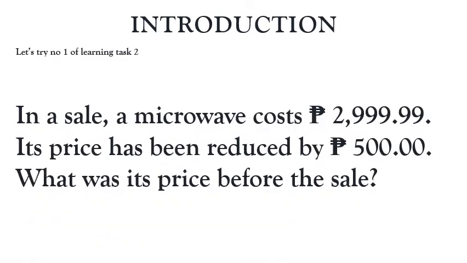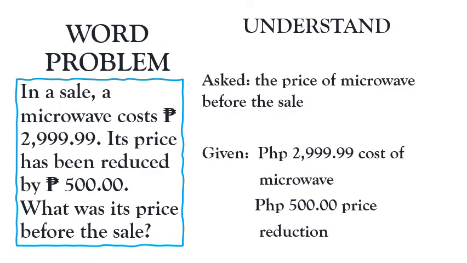Let's try number 1 of learning task 2. In a sale, a microwave costs 2,999.99 pesos. Its price has been reduced by 500.00 pesos. What was its price before the sale? Understand. Asked: the price of the microwave before the sale. Given: 2,999 pesos and 99 centavos, cost of microwave. 500 pesos, price reduction.